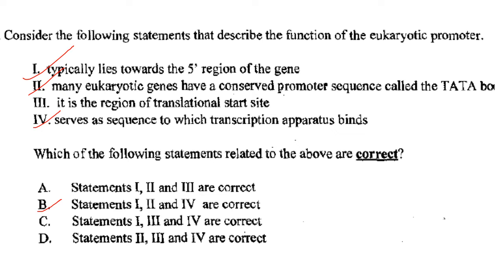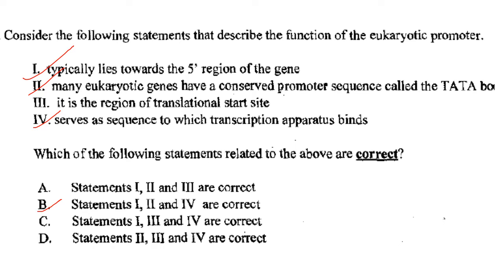Then next one. Consider the following statement that describe the function of the eukaryotic promoter. Which of the statements related to the above are correct? Okay. Typically lies towards the 5' region of the gene. That is correct. Then many eukaryotic genes have conserved promoter sequence called the TATA box. That is also correct.